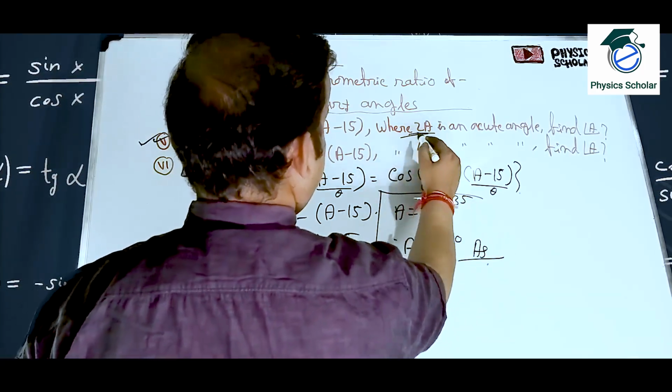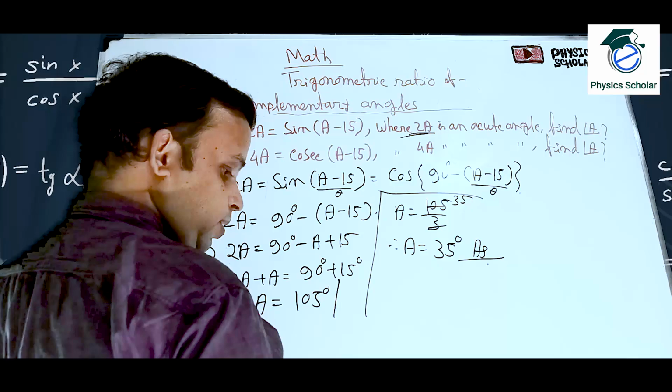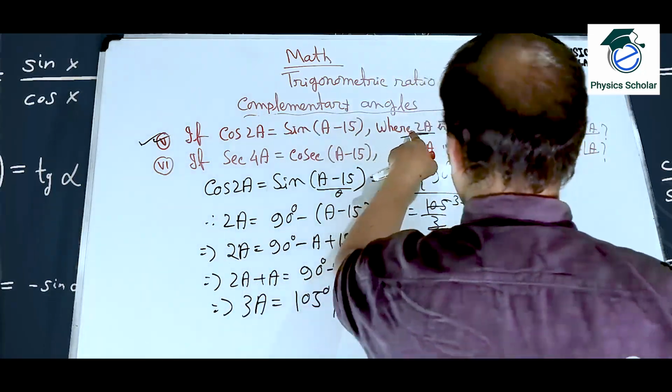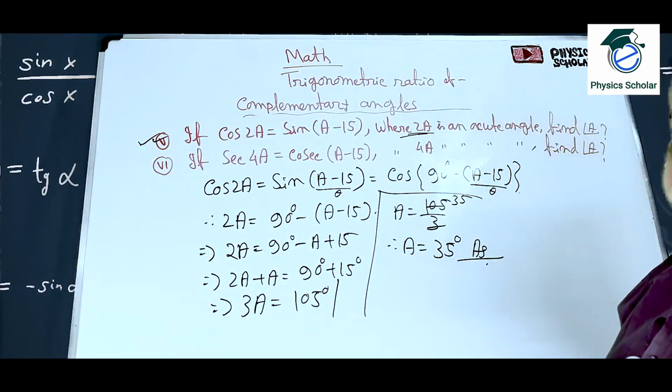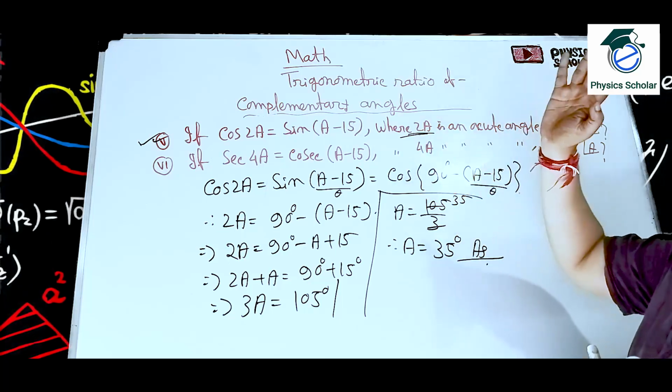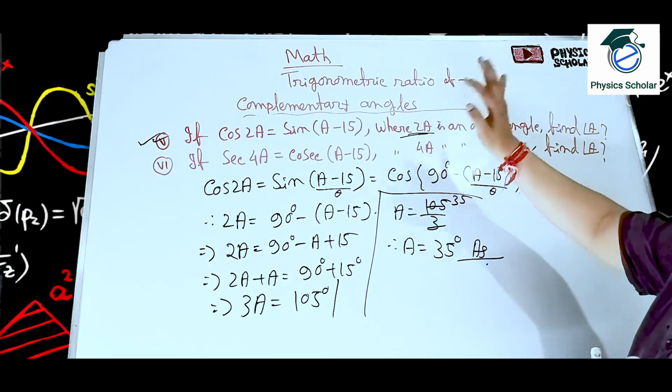So what? 2A is an acute angle. So 2 into 35 means 70 degree. 70 degree is less than 90. So this condition is also verified. So it is an acute angle. Clear? 2A will be an acute angle because 35 into 2 means 70.